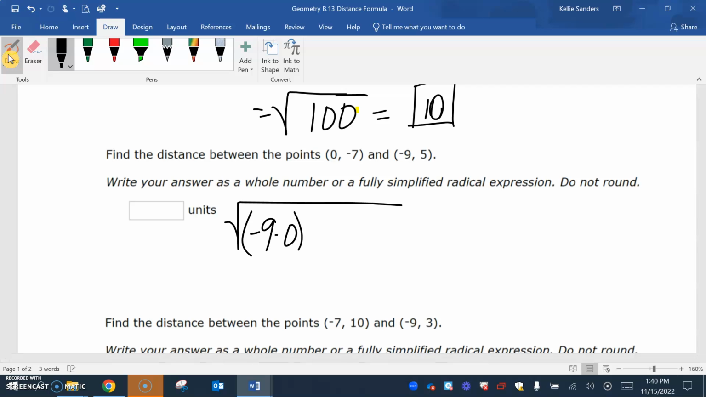Negative 9 minus 0 squared plus 5. Okay, now pay attention to this. We always put a minus sign, right? Because that's the formula. But this number is a negative 7. So we put the black minus sign because that's the formula, and the green negative because the number is negative 7. And a negative times a negative, or two negatives right next to each other, make a positive.